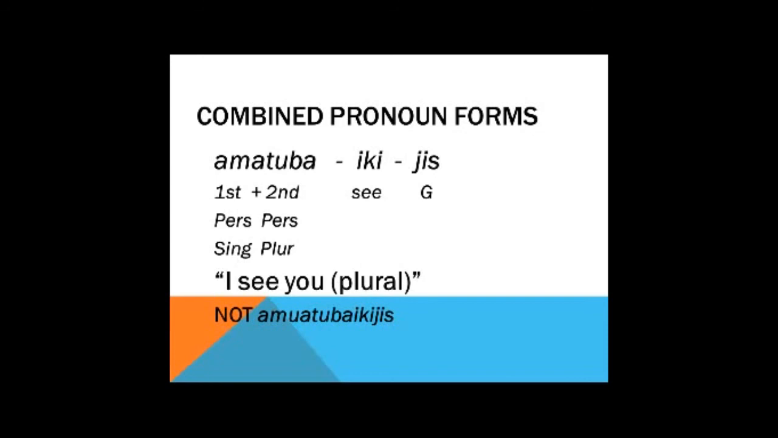And here is the third combined form that we looked at. So I see you plural, or I see yous. Putting all the pieces together in isolation, you would expect it to be amu atu ba yiki yis, but it's actually amatu ba yiki yis. I see you plural, or I see yous.